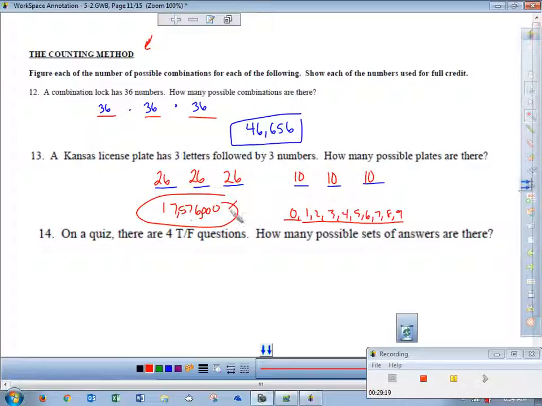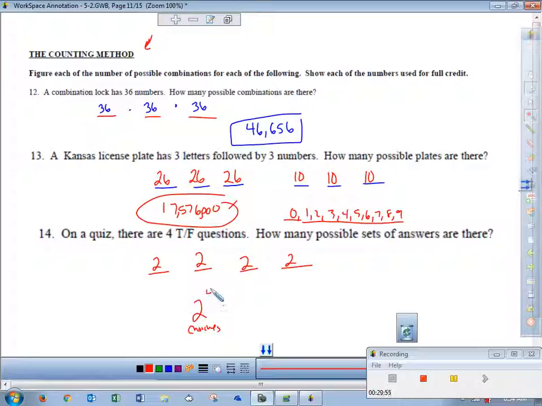So, all right, on a quiz, there's 4 true and false questions. How many possible sets of answers are there? So let's draw out blanks for this bad boy right here. There's 4 questions, right? And how many possibilities for the first question? Well, it's true or false. So isn't there just 2 possibilities? Second question, true or false. Third, true or false. And the fourth, true or false. So that's 2 times 2 times 2 times 2, or number of choices, right?